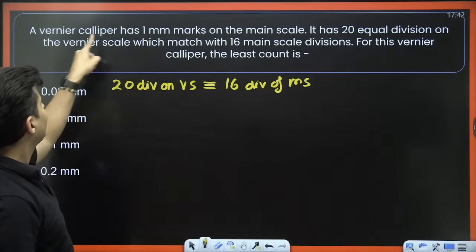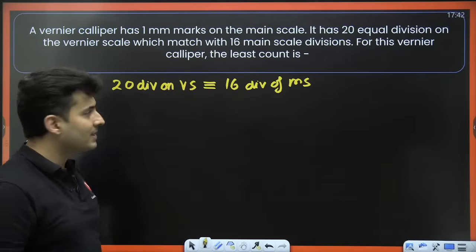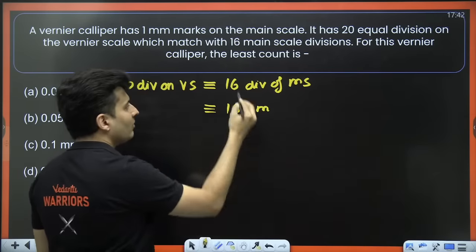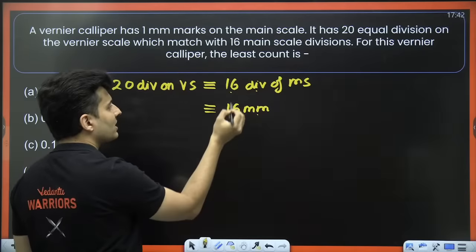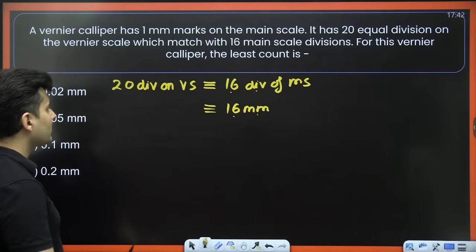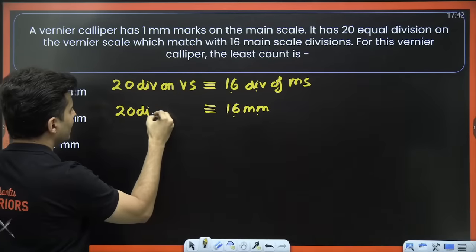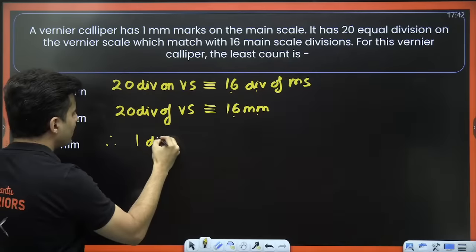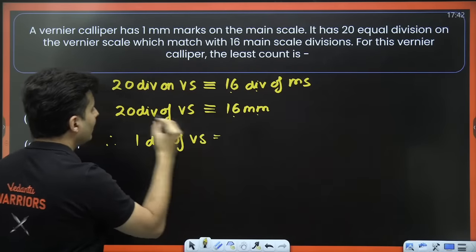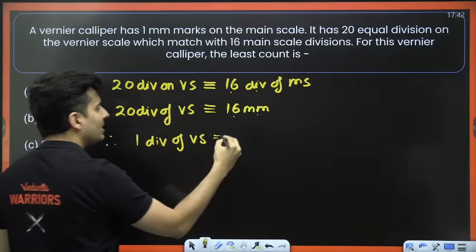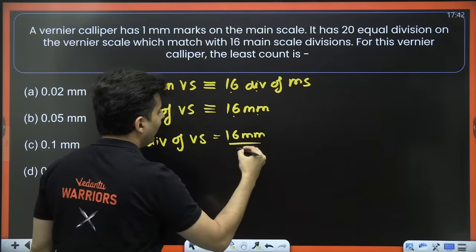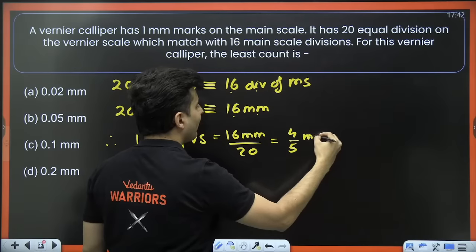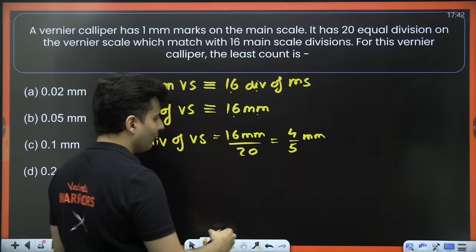But the vernier caliper has 1 millimeter marks on the main scale. That means this will be 16 millimeters, because each division is 1 millimeter, so 16 divisions will be 16 millimeters. Now this is for 20 divisions of your vernier scale. So one division of the vernier scale will be 16 millimeters divided by 20, which is 4 by 5 of a millimeter. That is one division of the vernier scale.